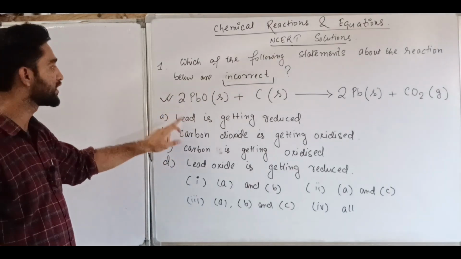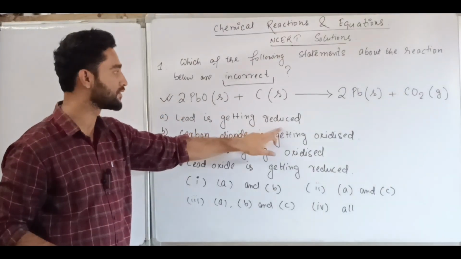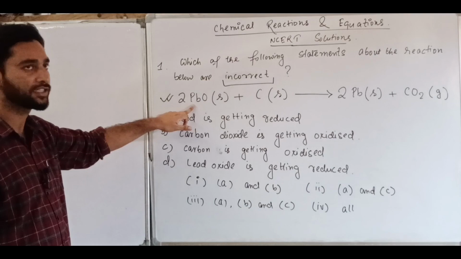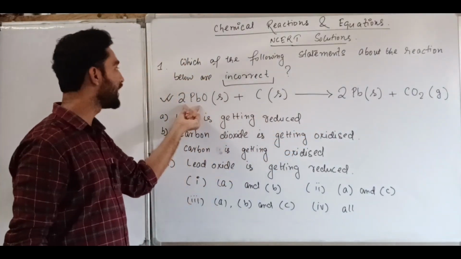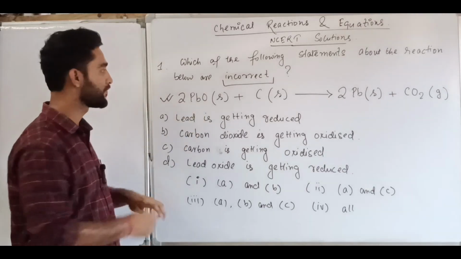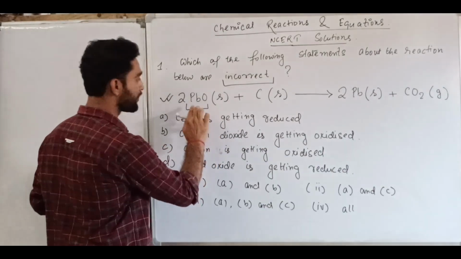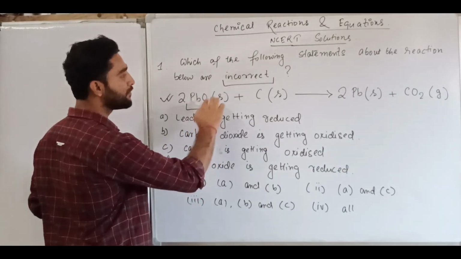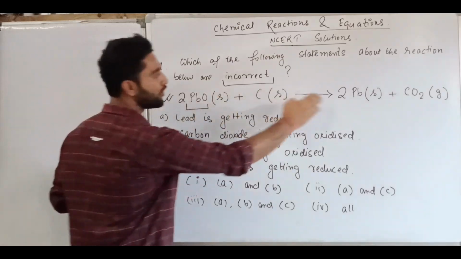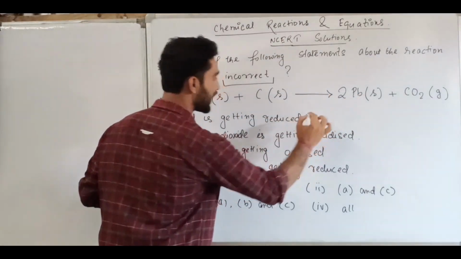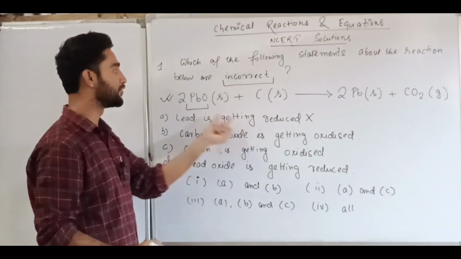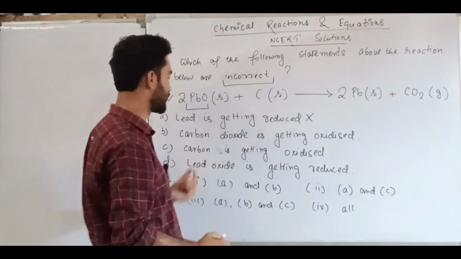First, what is the first option given? Lead is getting reduced. If you look at the reaction carefully, here the lead is not getting reduced. Here the lead oxide is getting reduced. See, lead oxide, PbO: this lead oxide lost oxygen and it became lead. So this is an incorrect option. Lead is not getting reduced. Lead oxide is getting reduced.